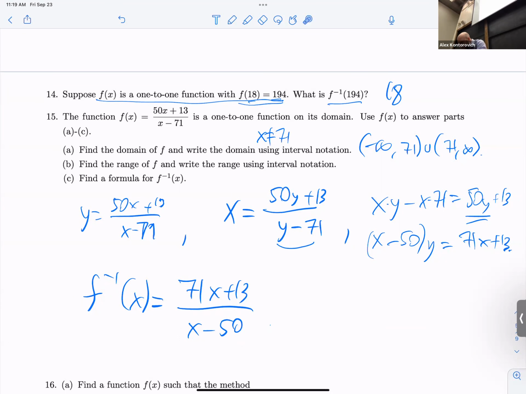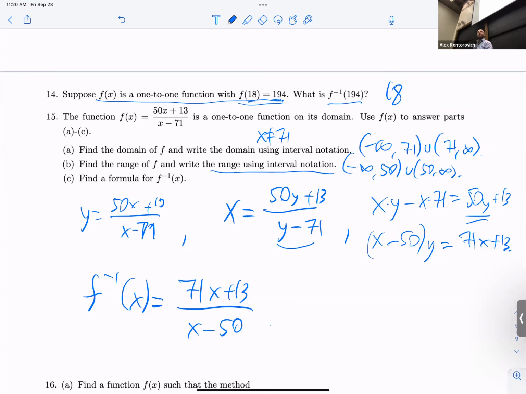How would we know that from looking at this, that the one value you don't hit is 50? By the way, 50 looks like a horizontal asymptote in the positive and the negative direction, right? We got this 50x over x. If x is huge, whether it's positive or negative, that ratio is very close to 50. But we never actually touch 50. Yes, 71 is a vertical asymptote for the original function. 50 is a vertical asymptote for the inverse function, which means 50 is a horizontal asymptote. And we never cross 50. So 50 is not in the range. So the range is negative infinity to 50, union 50 to infinity.